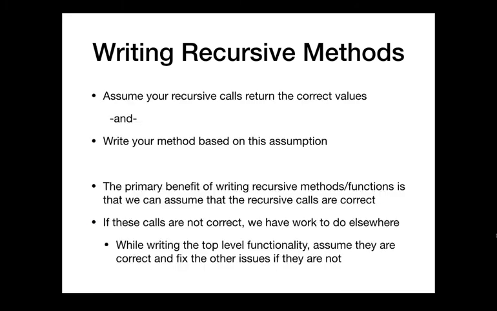So let's go through these steps a little more. That was the example that we're looking at. But let's look at these again. Assume your recursive calls are correct. This can seem tough to think about at first. It's a pretty different way of thinking, but just assume that they're correct.